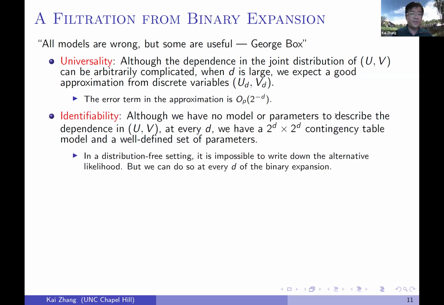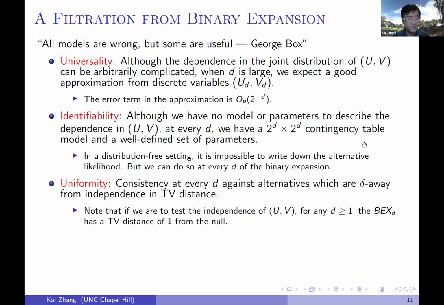The second thing it brings out is identifiability. Remember, the problem is hard because things can go wild. We kind of lose control. Things are not trackable. This is because we don't have distribution, we don't have parameter, we don't have likelihood, we don't have anything, right? But on the other hand, if we do this binary expansion approximation, then at every finite depth level D, what we have is a 2^D by 2^D contingency table, which is a well-defined model with well-defined parameters, well-defined likelihood, and well-defined everything. As a consequence, we can achieve the desired uniformity. That is, we can be uniformly consistent at every level D against any alternative that's a distance away from independence in total variation distance. Remember, this is not possible if we don't do this approximation.